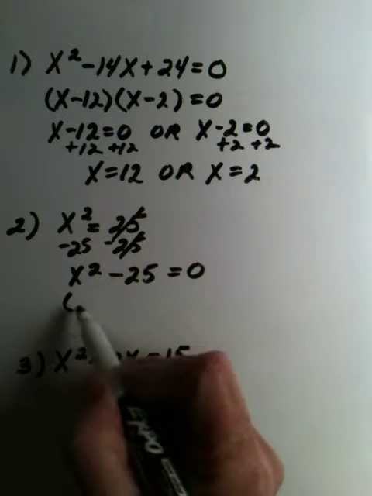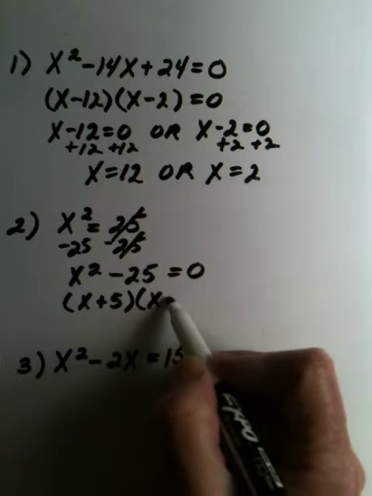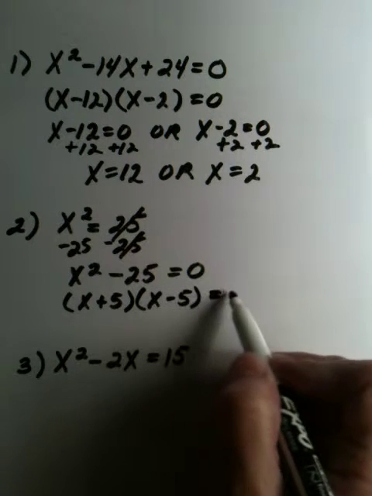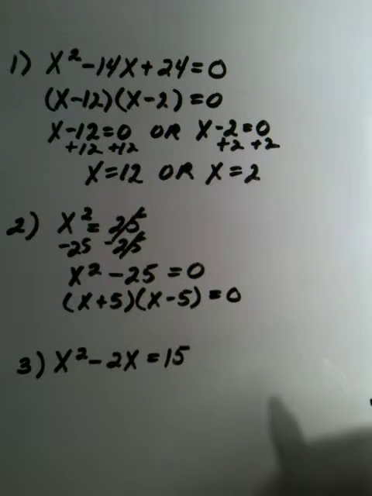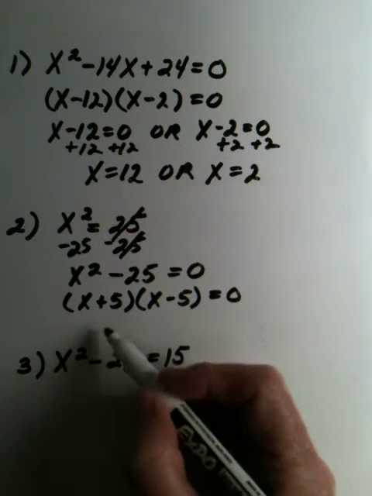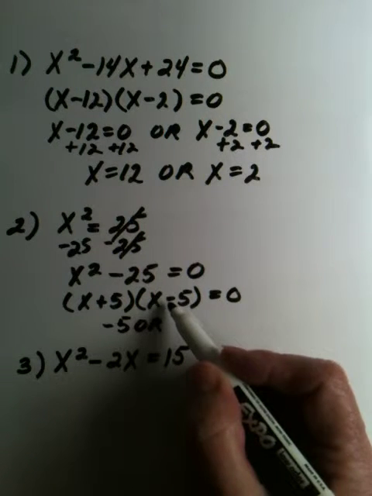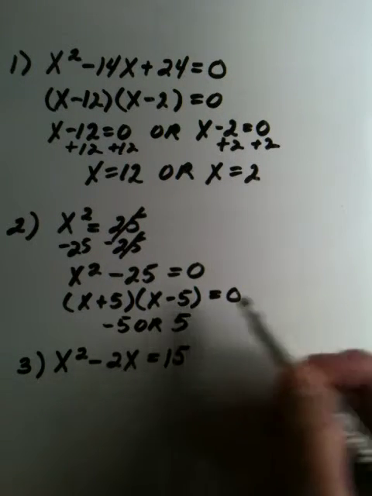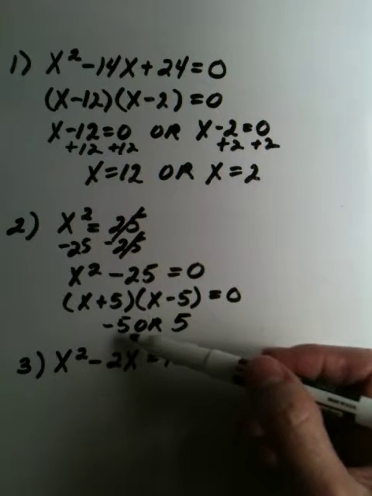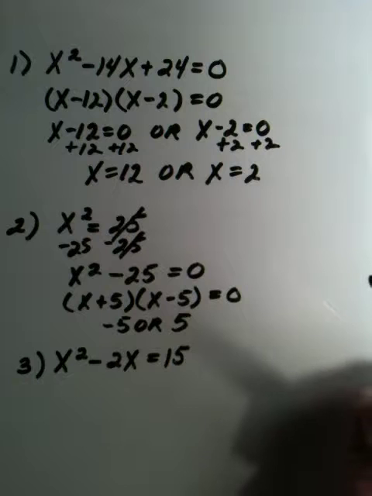On the left side, we have a difference of squares. We're going to factor it into an x plus 5 and an x minus 5. Again, we're going to have two answers. This answer, to make this 0, would be negative 5, and to make this parenthesis 0, 5. Again, if you plug in negative 5 or 5, both of them will give you 25, which is our original equation.